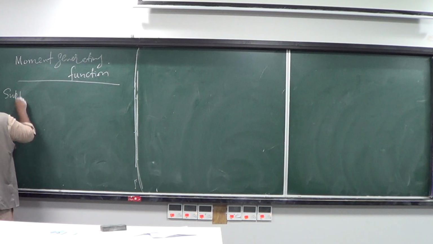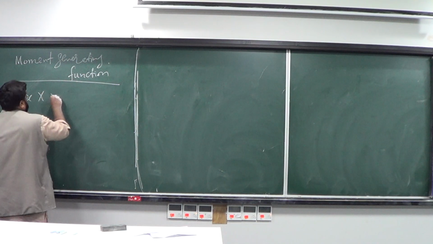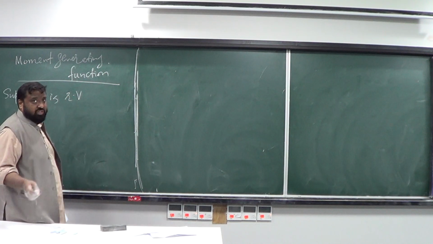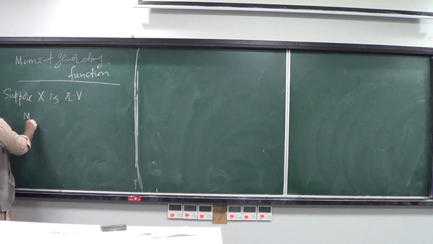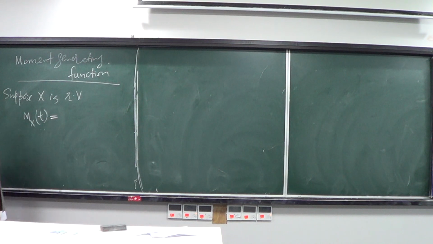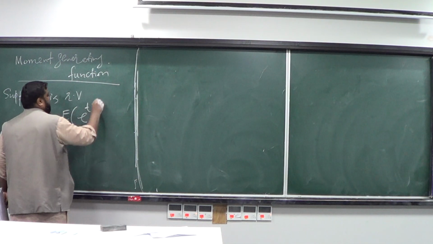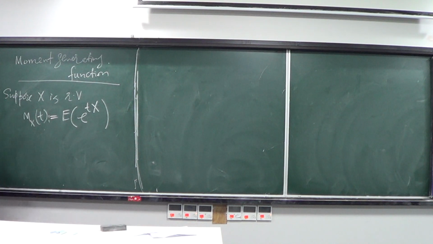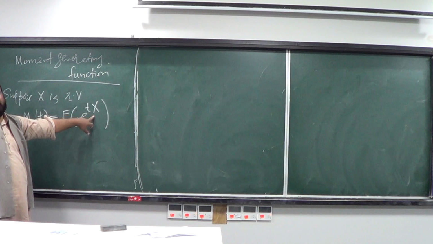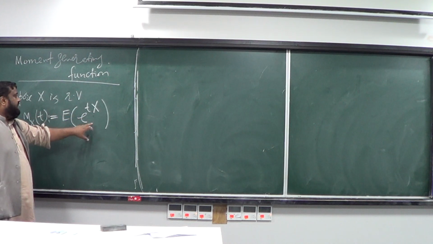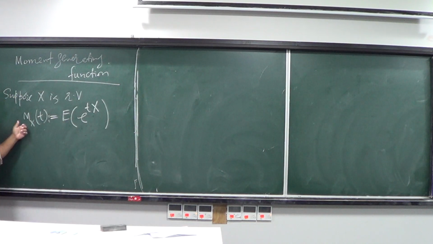Suppose X is a random variable that follows some distribution. Then the moment generating function M_X of t is a function that is defined as computing the expectation of e to the tX. So if you know the distribution of X, you can compute the expectation of e to the tX. Then this expectation is really the moment generating function, and I'm going to tell you in a moment how this expectation will allow you to compute any moment that you like.